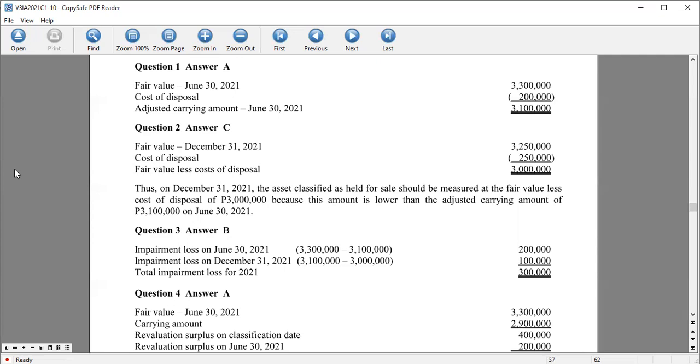Then question number 3, what total amount should be reported as impairment loss? For number 3, we have the impairment loss total of 300,000. That's letter B.